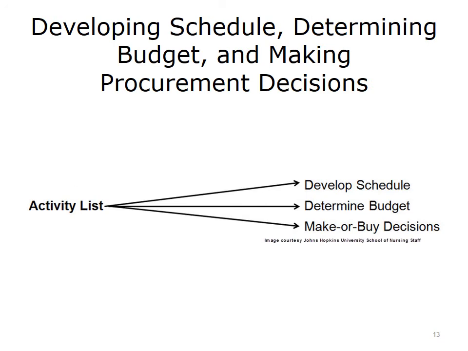The project team uses the activity lists generated from each work package to create the project schedule, determine the project budget, and make procurement or outsourcing decisions for the project.